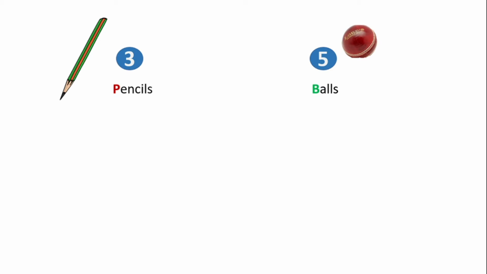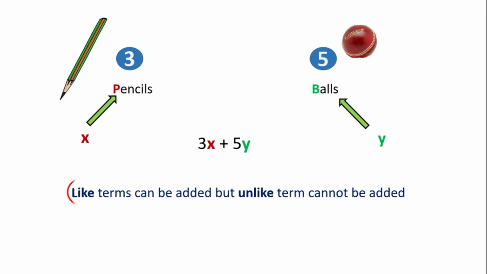We can simply write the sum of 3 pencils and 5 balls as 3 pencils plus 5 balls. So if x stands for pencils and y stands for balls, we can write it as 3x plus 5y. We can say that like terms can be added, but unlike terms cannot be added. Let us illustrate by means of questions from your book.